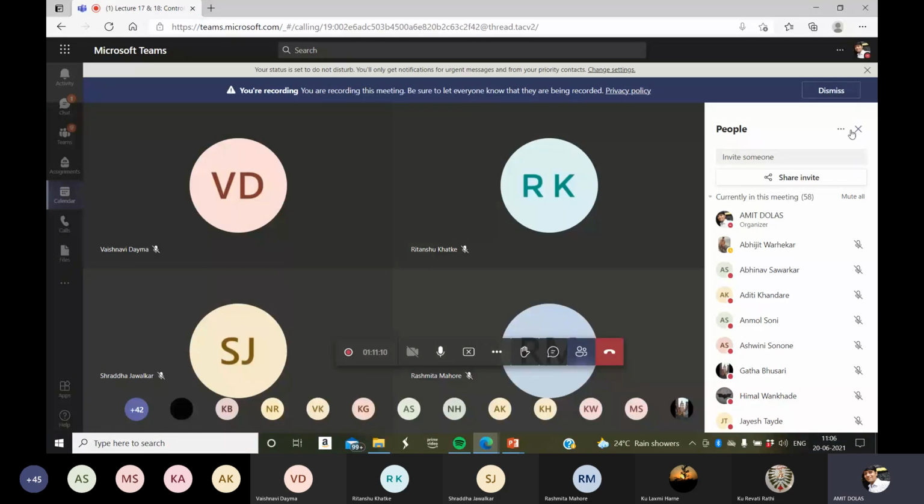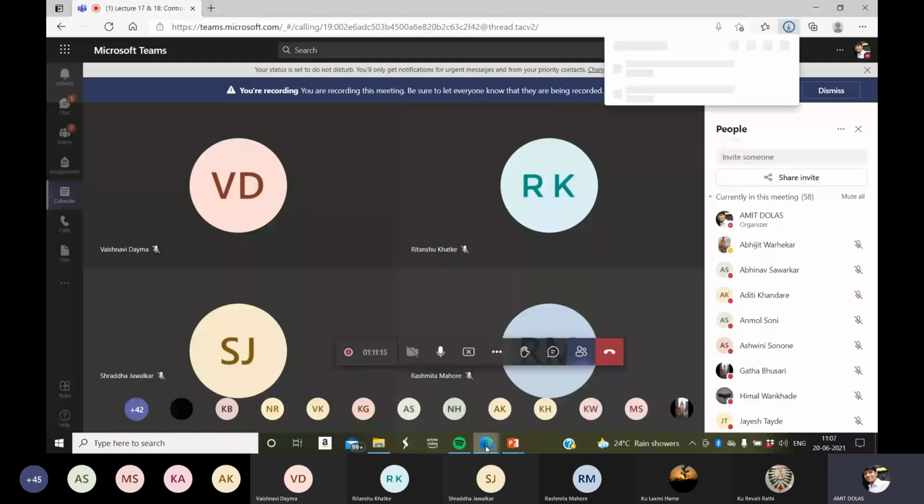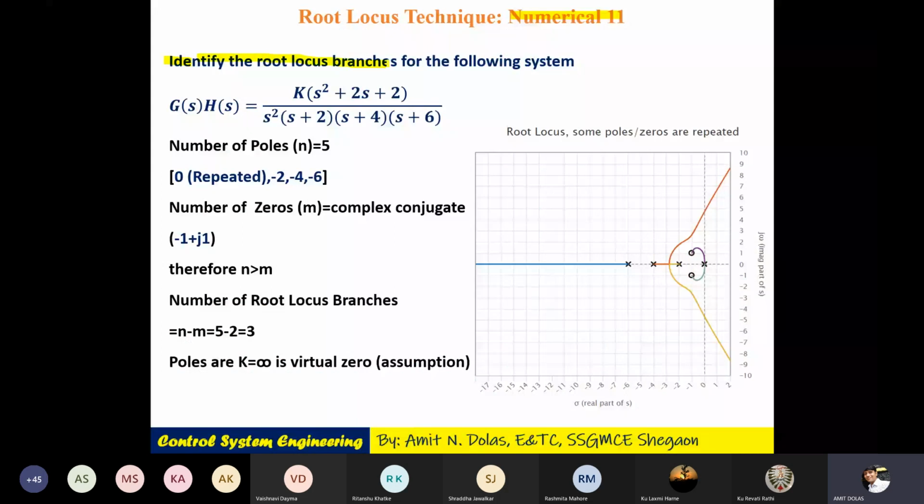I'll download it. Okay. So numerical number 11. Identify the root locus branches, which we did in the earlier example, for the following system. The system is K into (s square plus 2s plus 2) divided by s square into (s plus 2)(s plus 4)(s plus 6). We have to find the number of poles. You may put this denominator equal to 0. So you can put s square is equal to 0. So there are repeated poles here. There will be 2 poles.